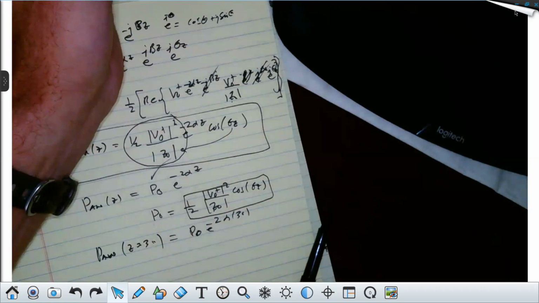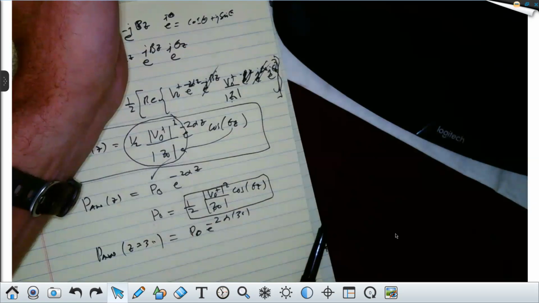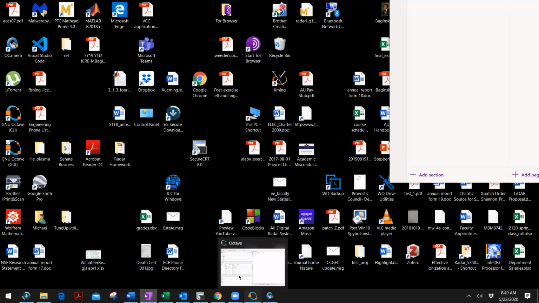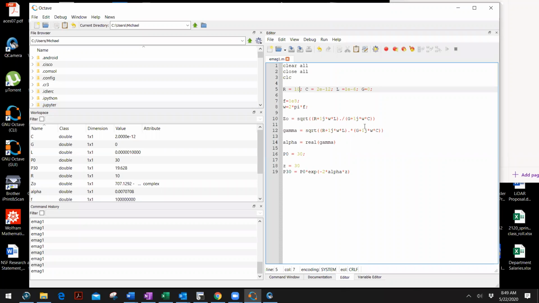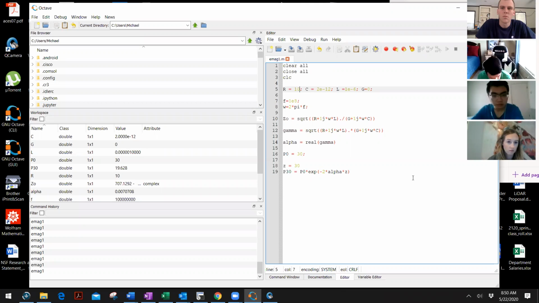So when I did this right here, the only thing I did is calculate Z naught, but I didn't use it. What I did is use the real part of gamma, which is alpha. That's what I needed for this calculation because I was given P naught. Can everybody follow me on this one? I'm going slow and just showing you how to use Octave. You could use MATLAB for this as well, or MathCAD, or any other, or Python if you use Python. Everybody with me?